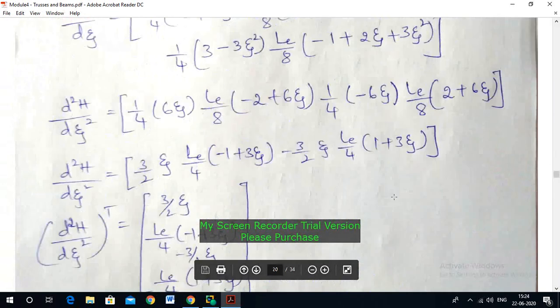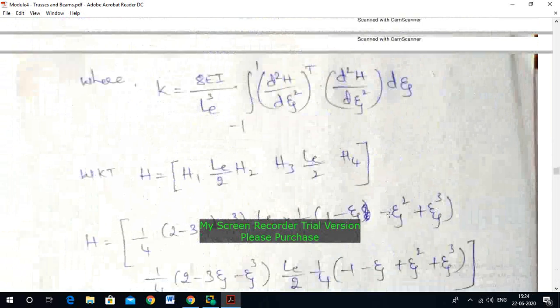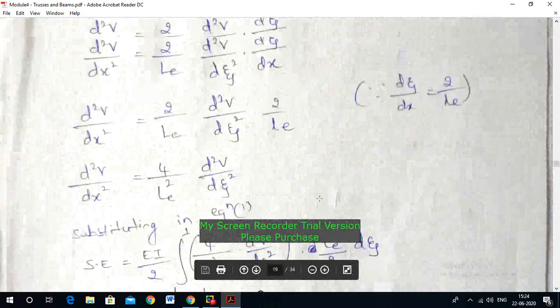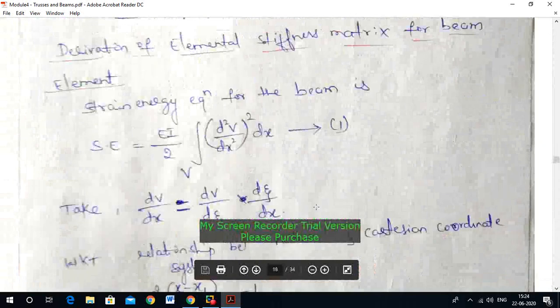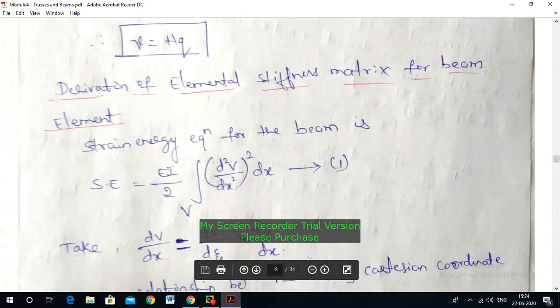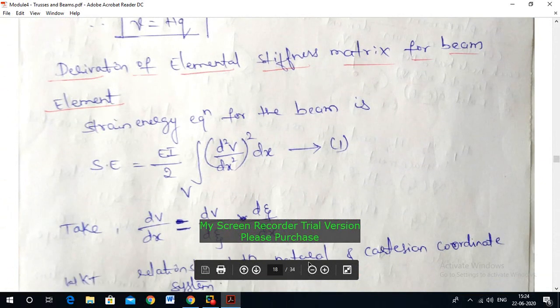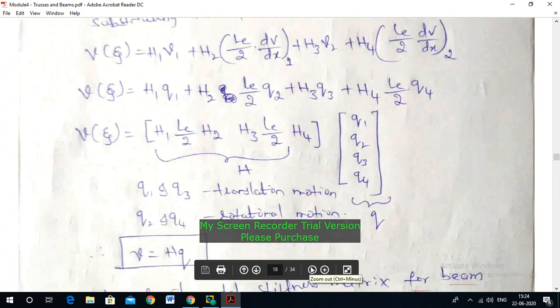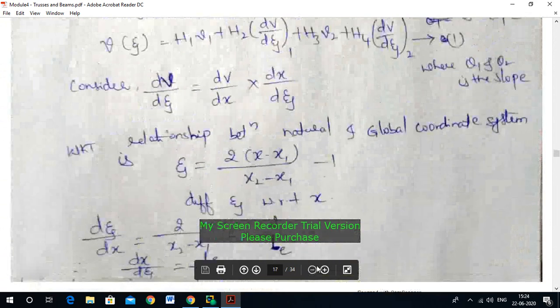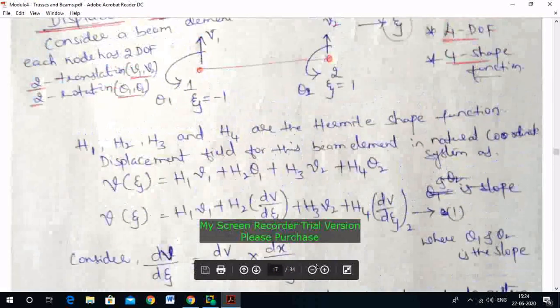The next derivation is the element stiffness matrix for the beam element. Before deriving the element stiffness matrix for the beam element, I will first explain what is meant by a field variable, that is, what is meant by the displacement field.